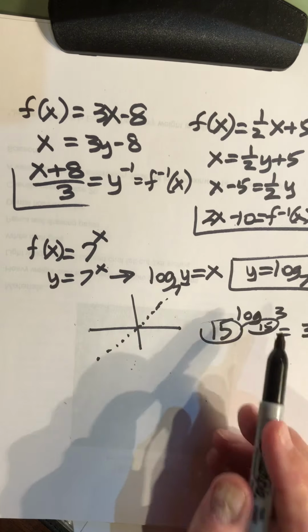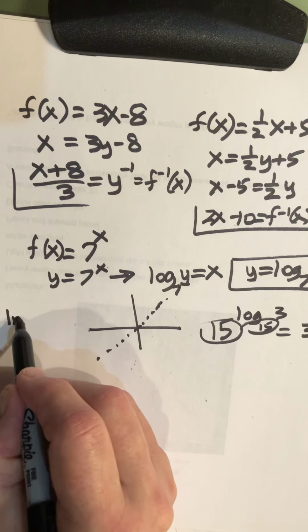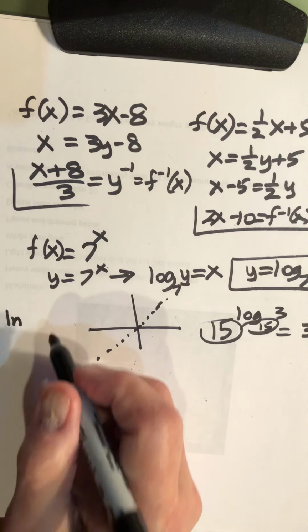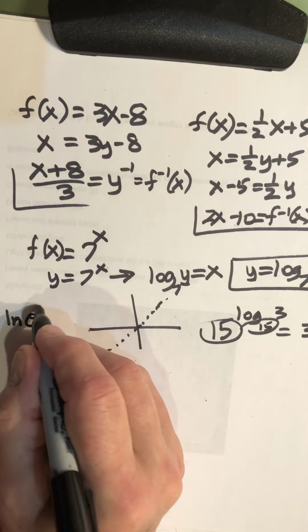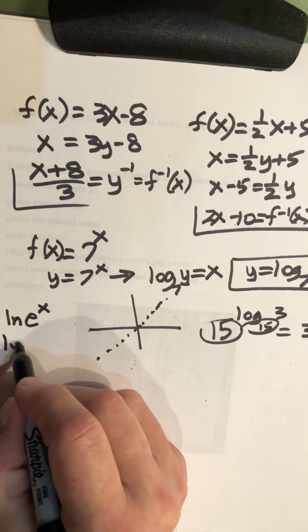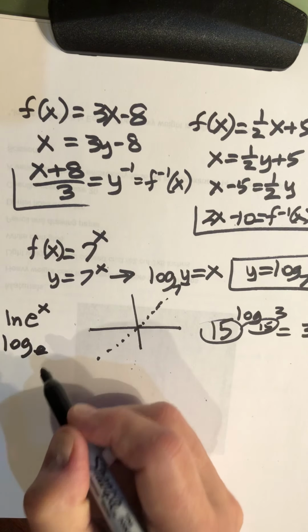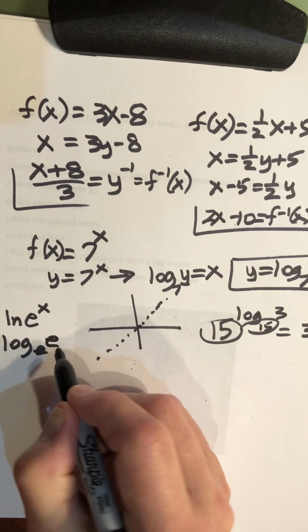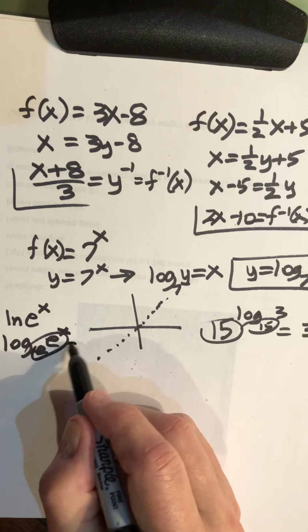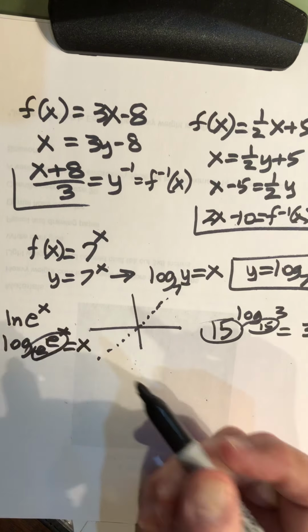What about this? Natural log of e to the x. Well, natural log means log base e of e to the x. These two numbers are the same, so again, this is just x.